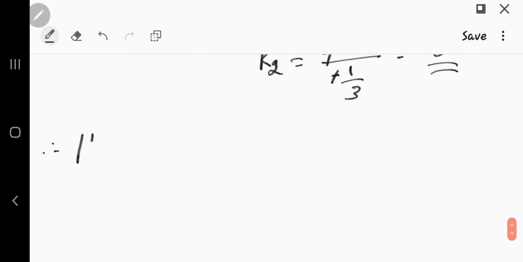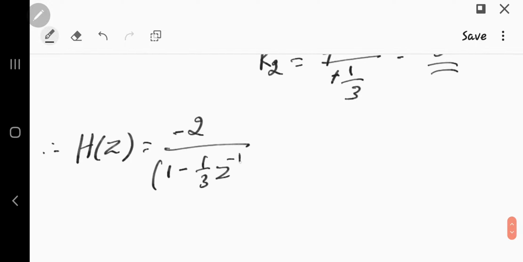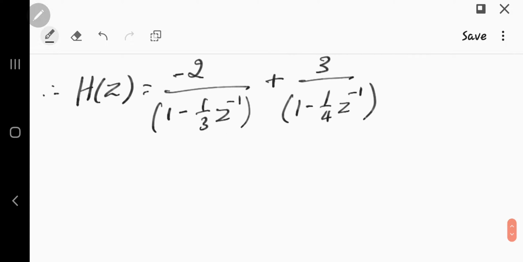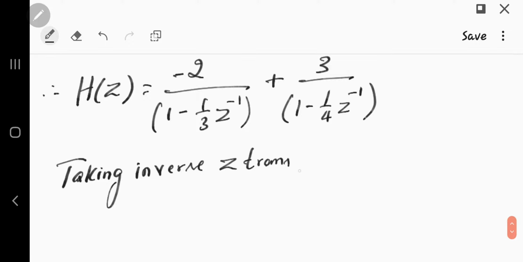So therefore H of Z is equal to K1 value, minus 2 divided by 1 minus 1 by 3 Z inverse, plus K2 value, 3, divided by 1 minus 1 by 4 Z inverse. And taking inverse Z transform.